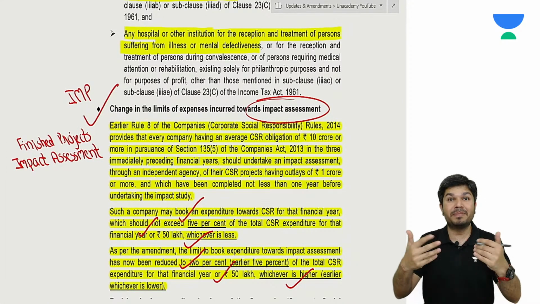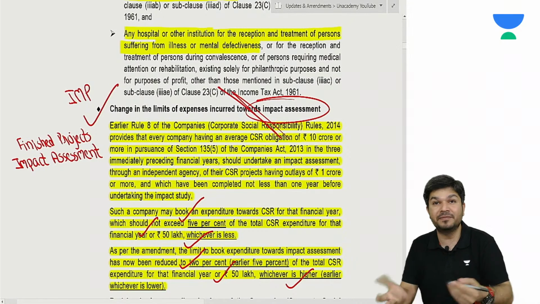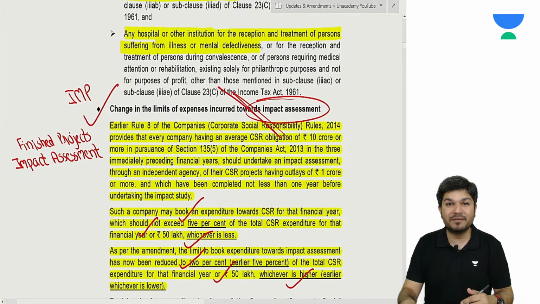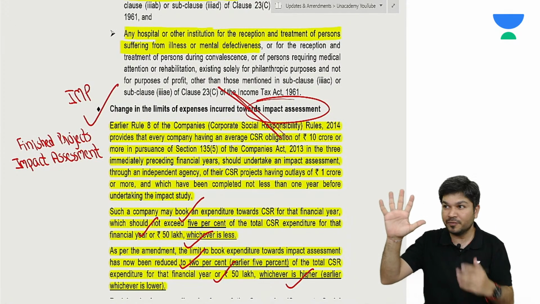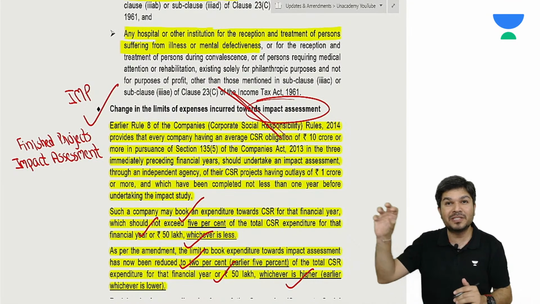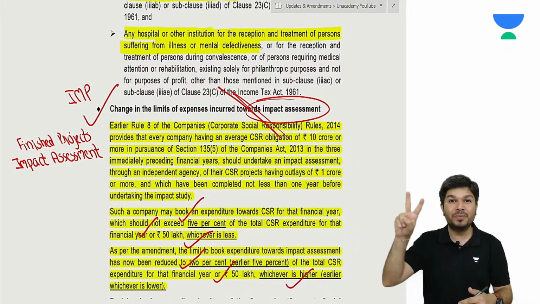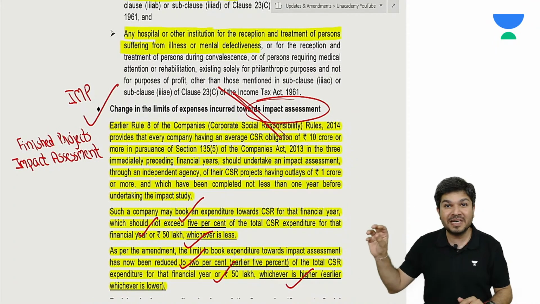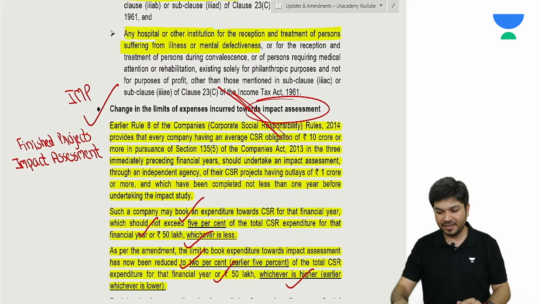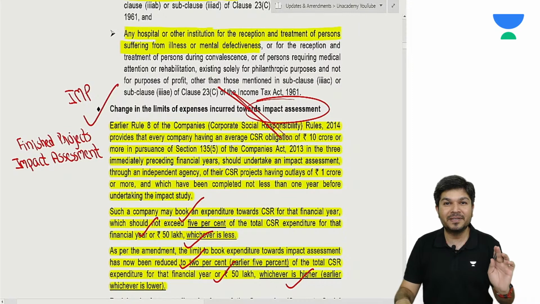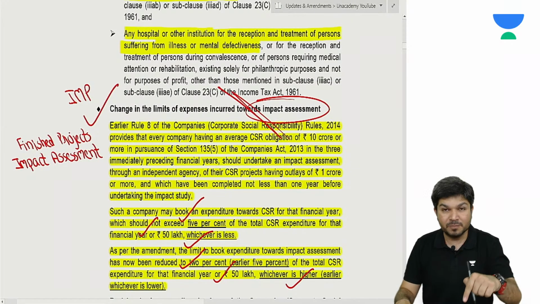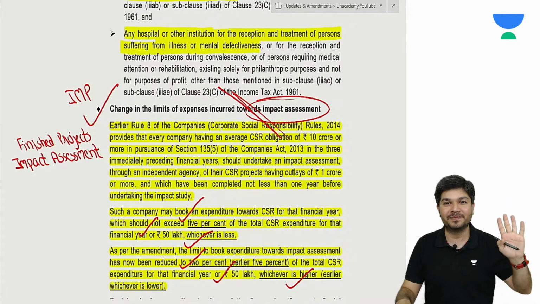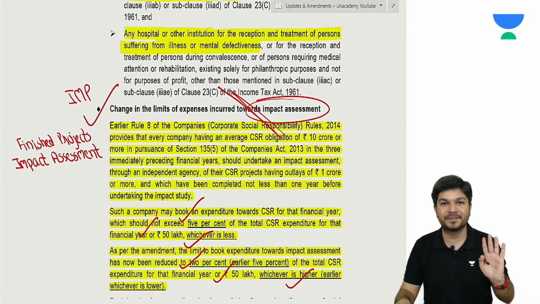Now, sir, how much can I spend on the impact assessment fee? Nobody will work for free. Earlier, it was 5% of your CSR spending or 50 lakh, whichever is lower. Now it is 2% of your total CSR spending or 50 lakh, whichever is higher. Any doubts? This point is new, and that 3 years is gone. Those are the only 2 major changes.